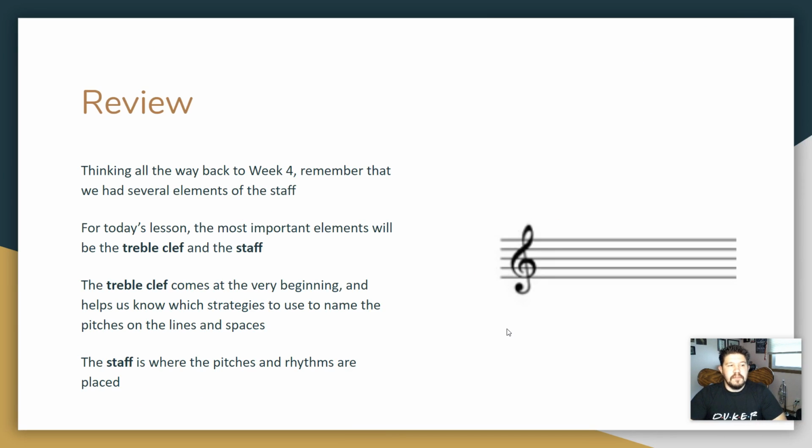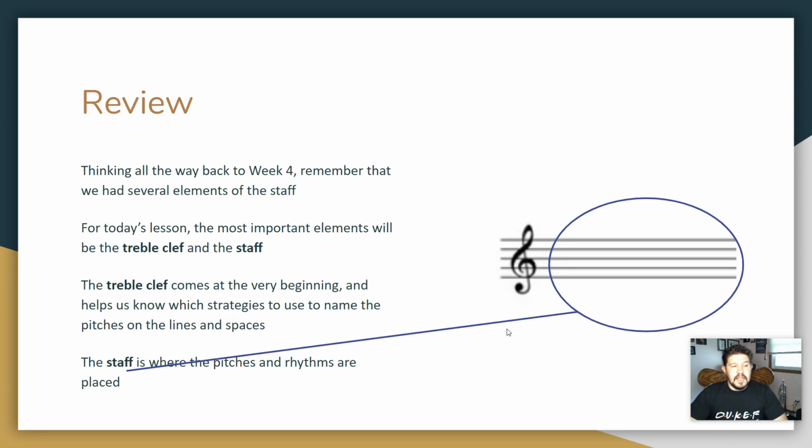Thinking all the way back to week 4. Please remember that we had several elements of the staff. We did talk about things like time signature, and we did talk about things like the clef. The time signature we focused on a little bit more in recent weeks. We're going to switch that focus to the clef and the staff a little bit more. So the treble clef right there in green is at the very beginning of the staff. And what it does is it helps us know which strategies we are going to use to name the lines and spaces that are on the staff.